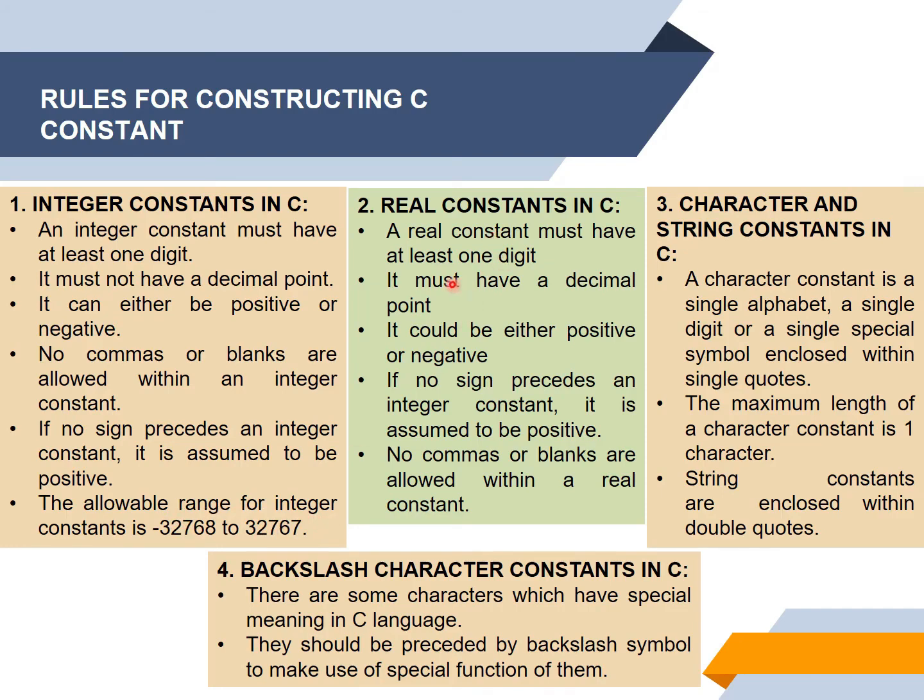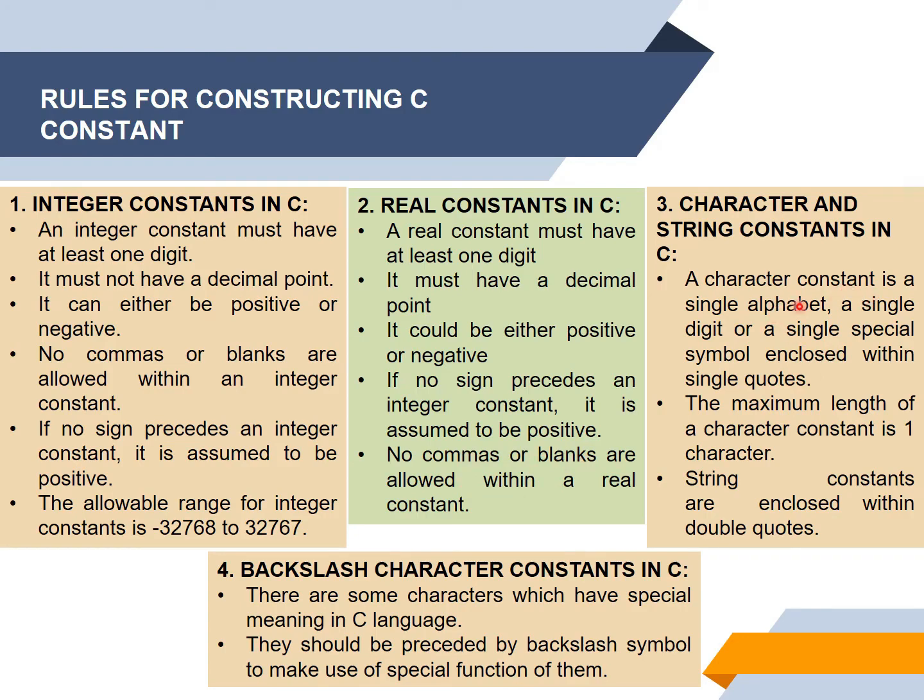Real constants must have at least one digit. It must have a decimal point. It could be either positive or negative. If no sign precedes it, it is assumed positive again. No commas or blanks are allowed in a real constant as well.